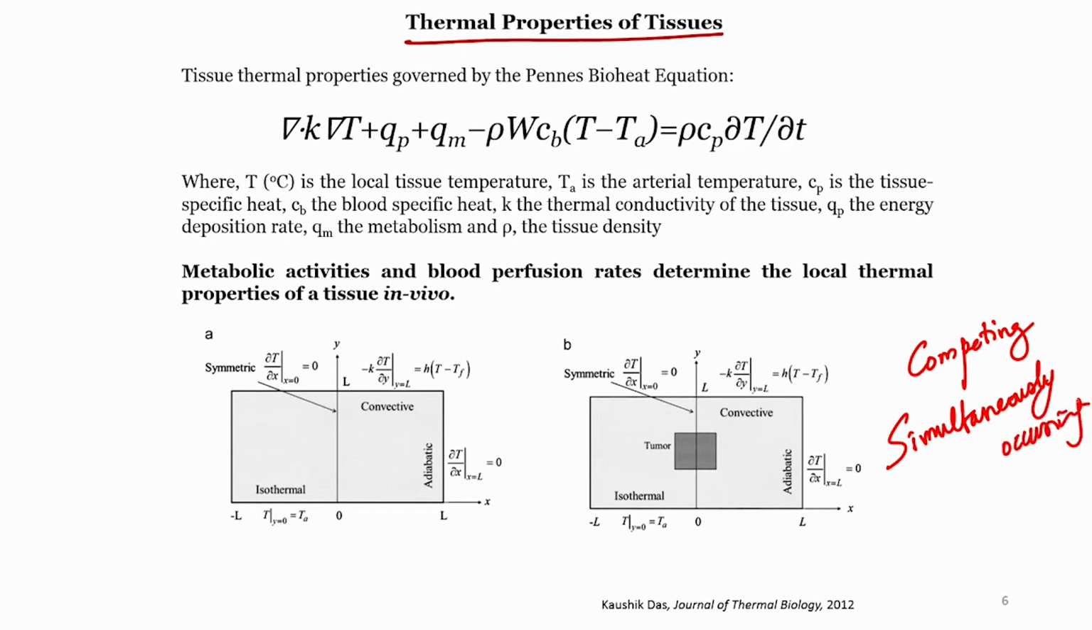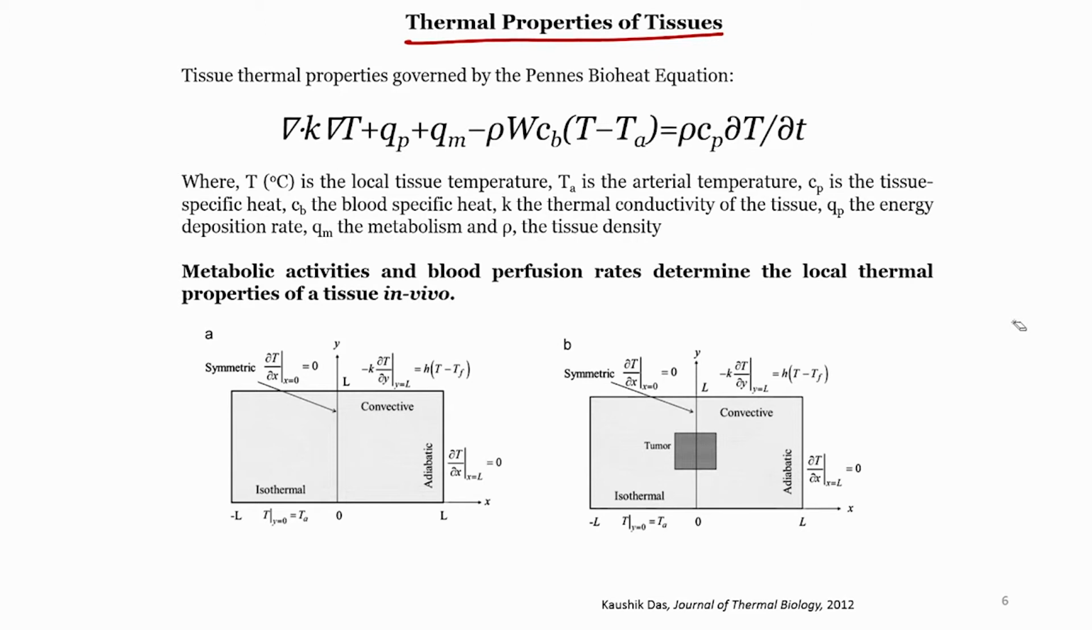How can we summarize all these simultaneous activities in a single equation, so that we can estimate the thermal parameters of the tissue? That is a question that we want to ask. So, how do we estimate the thermal parameters of tissue?